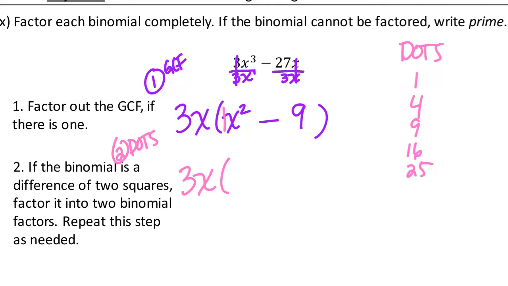I'm going to split that into two binomials. And I have to take the square root of each term. So the square root of x squared is what? X. So put an x in the first terms. And the square root of 9 is what? 3. And then what do I put in between them? A plus and a minus. So minus and plus. Again, it doesn't matter if you put the plus first and the minus second. It's the same because it's multiplication.